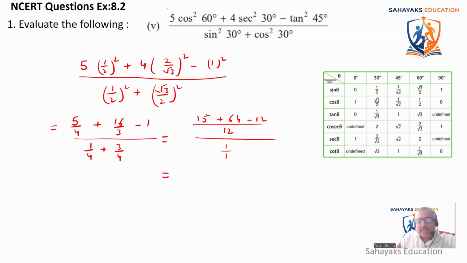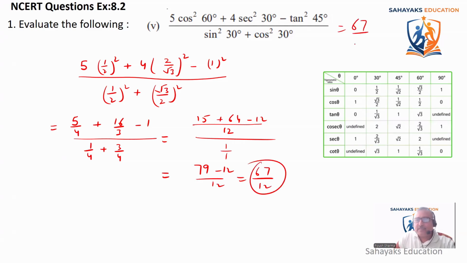So 15 plus 64 is 79, and it is 79 minus 12 divided by 12, and that comes out to 67 by 12. This is the answer. This comes out to be 67 by 12.